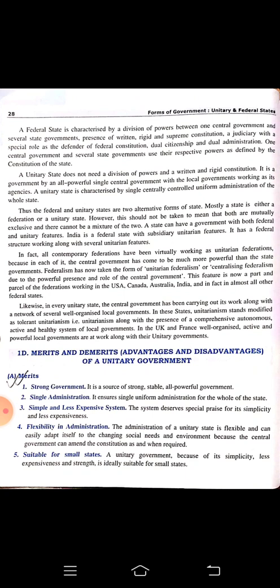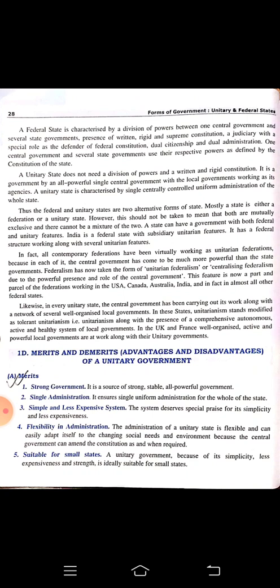Why do they say a strong government? Because only one body is there and only one power center is there. For that reason they can easily take decisions, and they can take them in a much more stable and fast way. Single administration, as I am telling you again and again: only a single legislature, single executive, single judiciary. Simple and less expensive system, because the division of power is not there and different levels are not there, so the expenses are less, as the ministers, workers and officers are fewer in number.